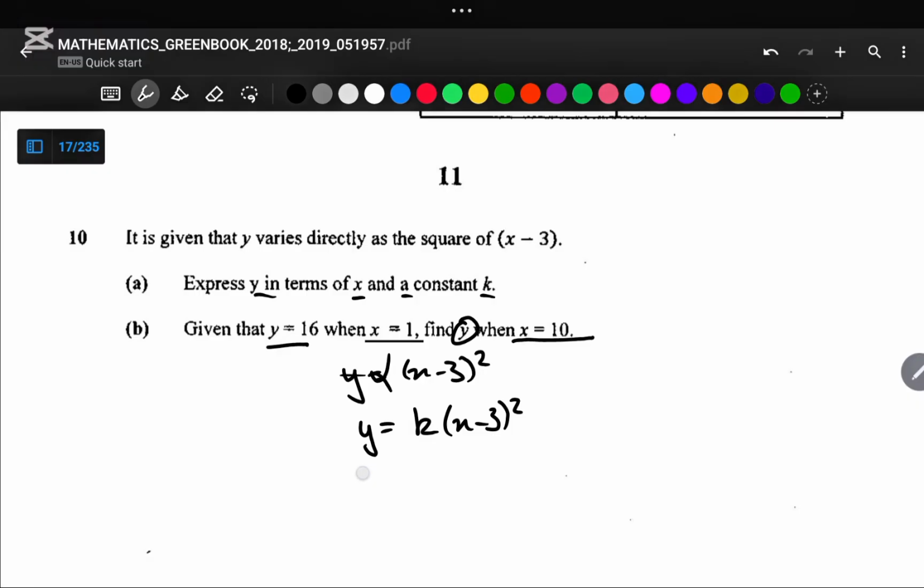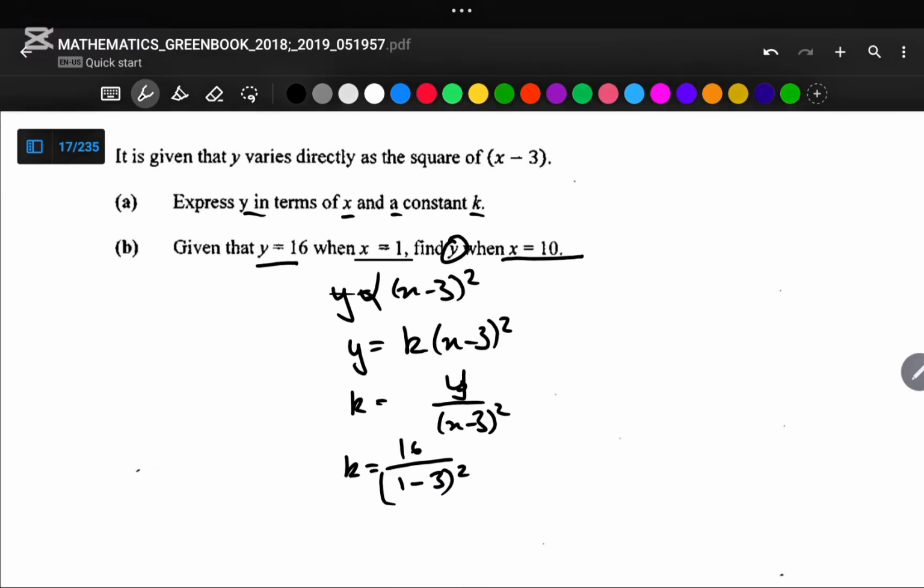We can make k the subject of the formula by dividing both sides by (x minus 3) squared. So k is equal to y over (x minus 3) squared. Therefore k is equal to 16 divided by (1 minus 3) squared. 1 minus 3 gives us minus 2, and if you square that minus 2 it gives us positive 4. Therefore k is equal to 16 over 4, and k is equal to 4.